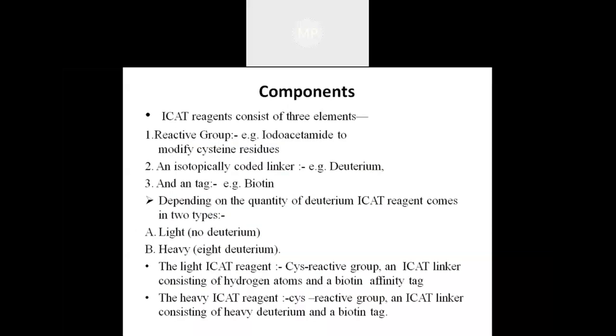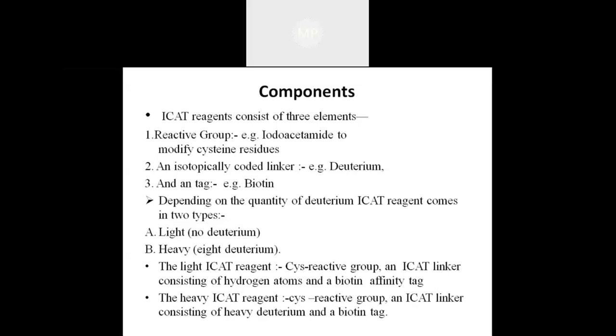Coming to the next slide, these are the components and this is the reagent. Basically in ICAT, three elements or three types of reagents are used. The first one is the reactive group, the second is the isotopically coded linker, and the third one is the tag.